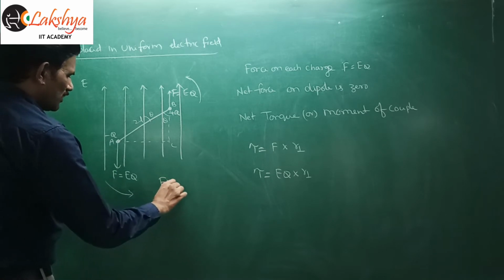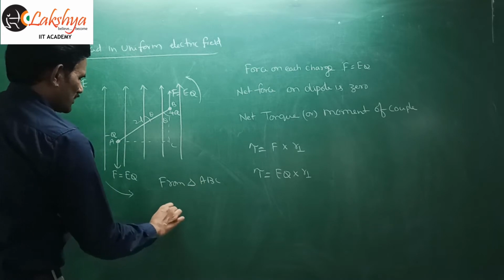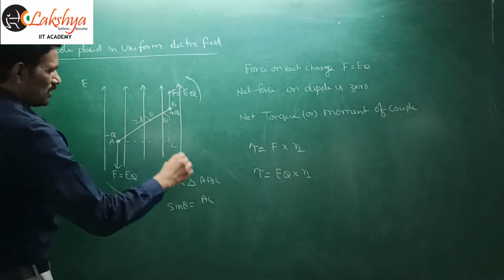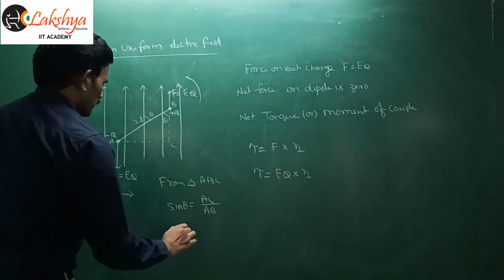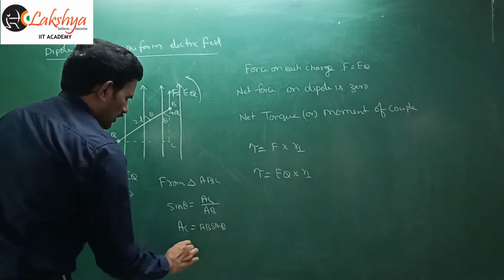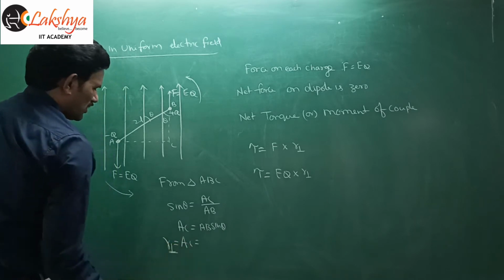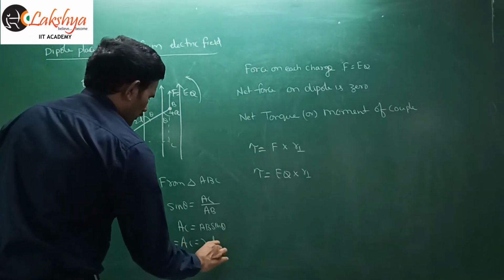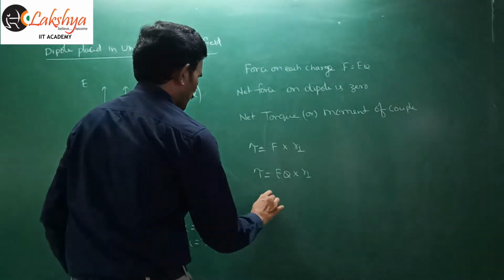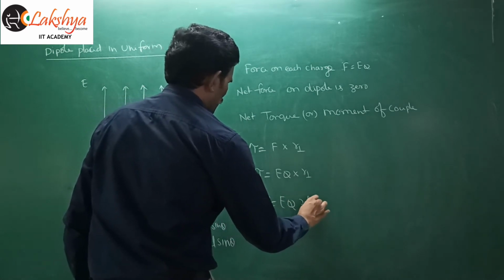So from triangle ABC, you can write sin theta equals opposite side AC by AB. Therefore, AC is equal to AB sin theta. And we know that this is nothing but our perpendicular distance here. So AC is equal to AB, which is nothing but 2l. So 2l sin theta we can write here. So let us substitute this value. Therefore, it is EQ into 2l sin theta.